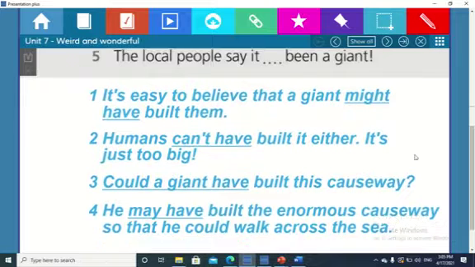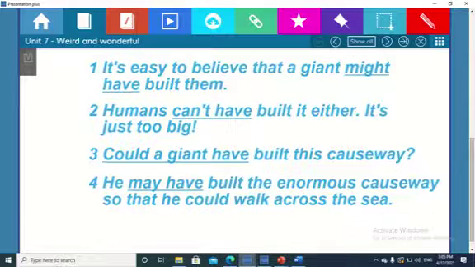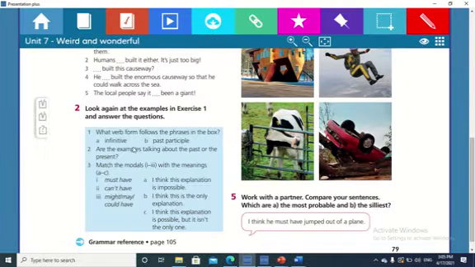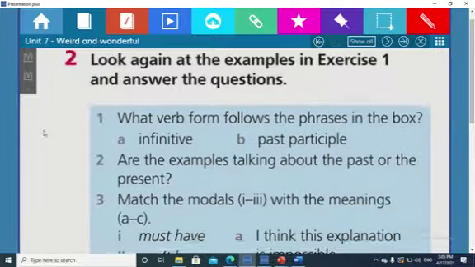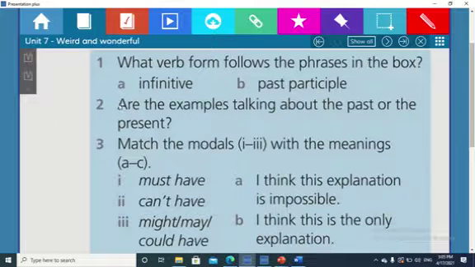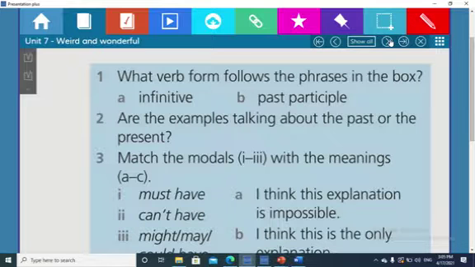Here's one theory. When you talk about theories, it means you have more than one possibility. That's why you use may, could, or might. When you use must or can't, it means that you have only one possibility. The local people say it must have been a giant. So here we have different completions for the sentences. What about the rules? Look at the rules. And number two, what verb form follows the phrases in the box, infinitive or past participle? Of course, we usually have be or the past participle, because we're talking about the past tense.